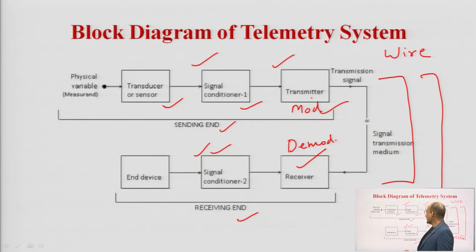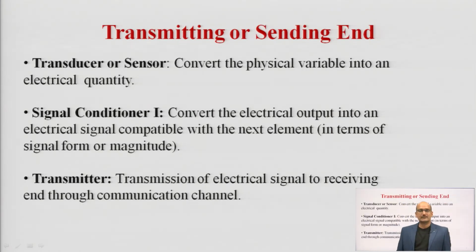In the receiving end, the last point is the end device, and that end device may be a recording device, a display device, or a calculating device. So, that is as per the requirement of your system. Now we are going to discuss all these particular parts one by one in detail. In the transmitting or sending end, we can see that the first one is the transducer and sensor.